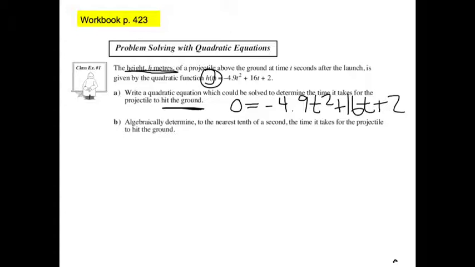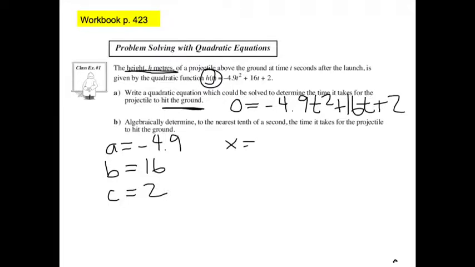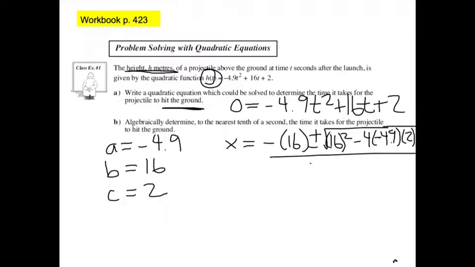Algebraically determine to the nearest tenth of a second the time it takes for the projectile to hit the ground. In that case, you're going to use the quadratic formula. A in this case is going to be negative 4.9, B is going to be 16, and C is going to equal 2. So when you punch that into your quadratic formula, this is what it's going to look like. X is equal to negative, in brackets 16, plus or minus the square root of 16 squared minus 4 times negative 4.9 times 2, all over 2 times negative 4.9.